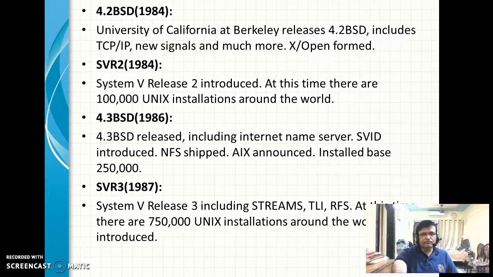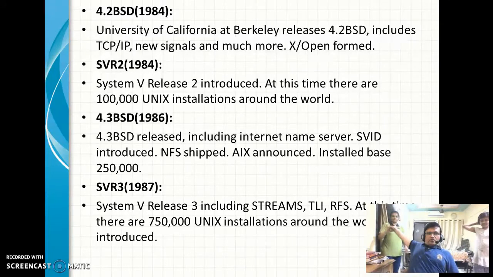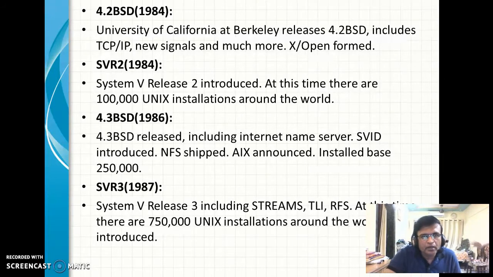Then came System 5 Release 2, which was introduced in 1984. At this time there were around 1 lakh Unix installations around the world. In 1986, 4.3 BSD was released, which included Internet Name Server, SVID was introduced, NFS shipped along with it, AIX was introduced, and the installation base of 4.3 BSD was around 2,50,000 users.